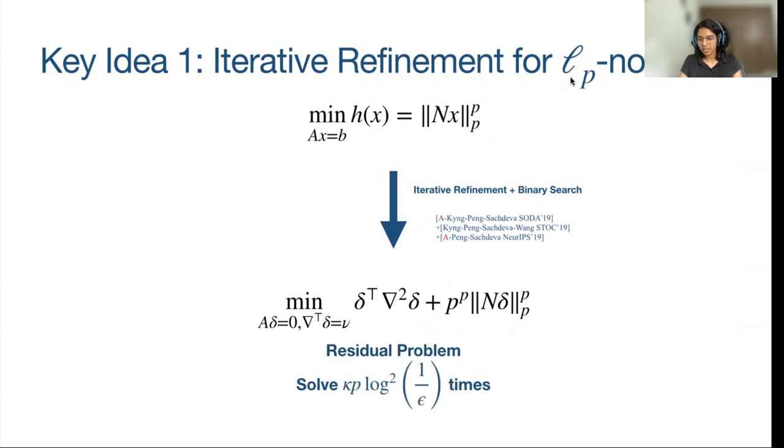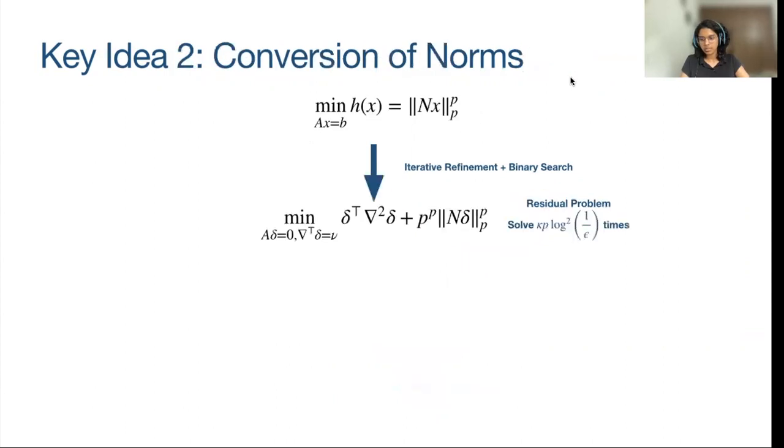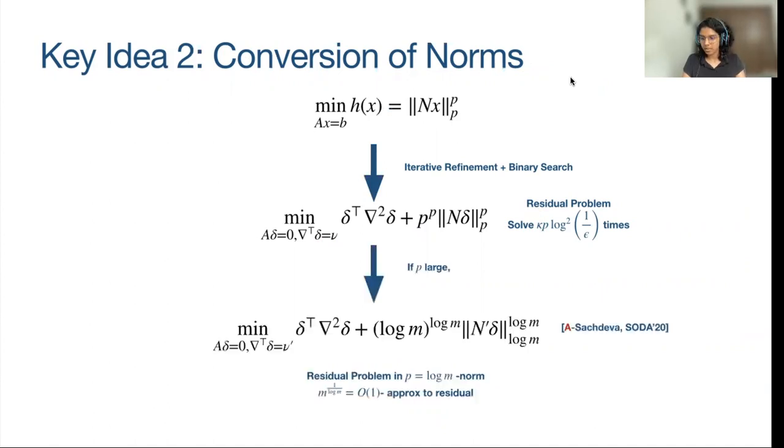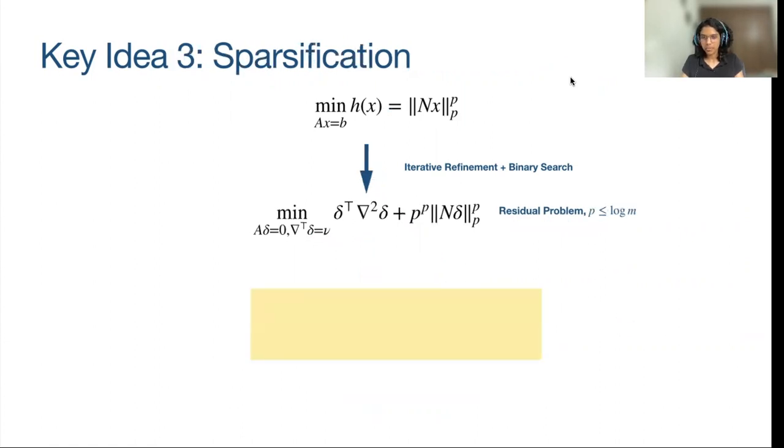Okay. So the next step is, if you notice, this problem has two parameters. It's P and the size of the problem. So the next goal is to reduce both of these. So if P is large, our next idea is to convert this smooth P norm problem to a smooth log m norm problem. So if P is greater than log m, we would convert it to a smooth log m norm problem. And in a recent work, we show that you can do this by only losing a constant factor approximation. So now we basically have a smooth P norm problem that we want to solve to some kappa approximation, and P is at most log m.